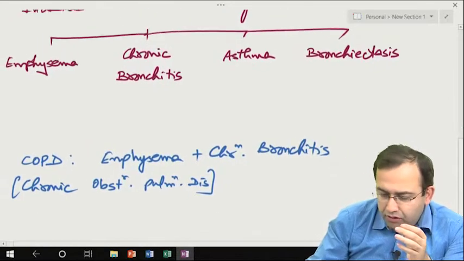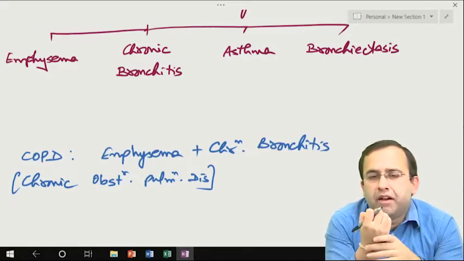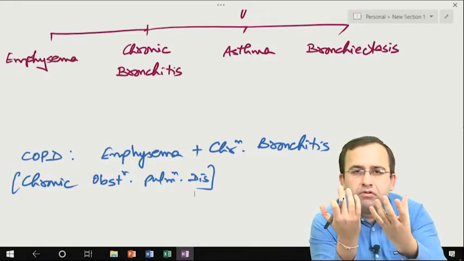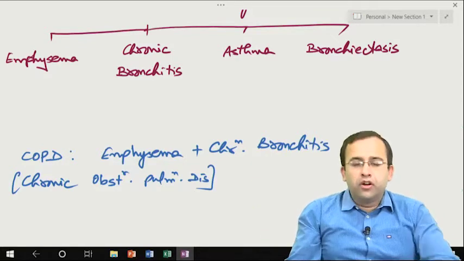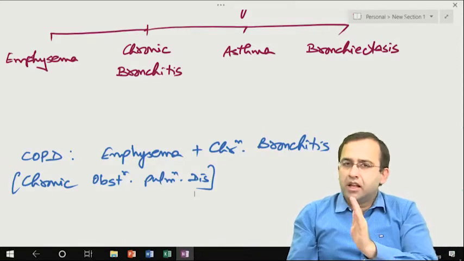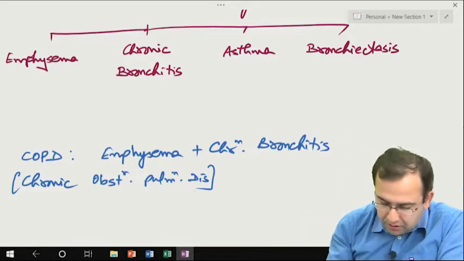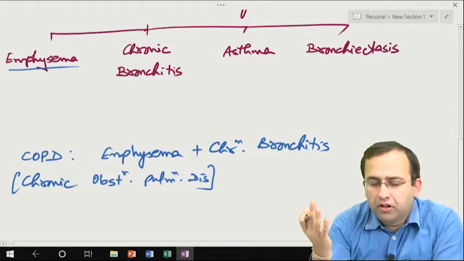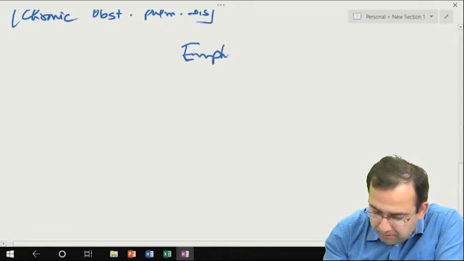Now, before we go further, let us have a look at salient features of each. Emphysema is associated with dilatation of the alveoli. Atelectasis was collapse. Emphysema is dilatation. Chronic bronchitis, excessive sputum production. Asthma is the allergic response, and bronchiectasis is again dilatation. So starting with emphysema, it is associated with dilatation. Okay, let us go point wise and then we'll come back to the top.